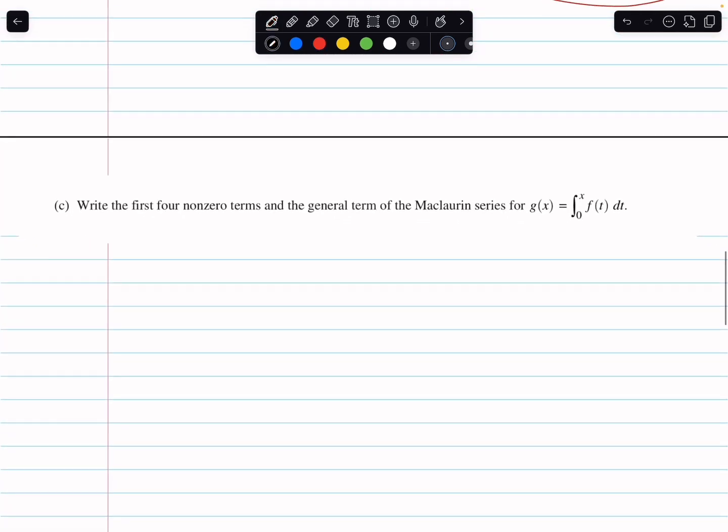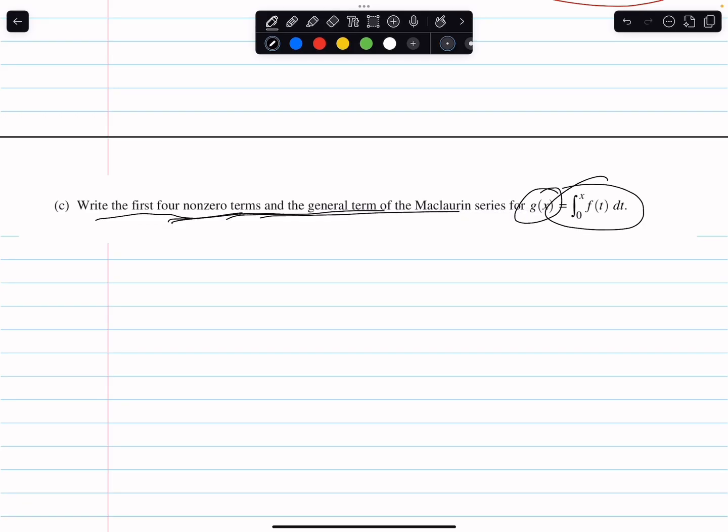Moving on to C, our second to last, we want to find the first 4 non-zero terms and the general term of the Maclaurin series for g of x, where g of x is equal to the integral from 0 to x of f of t. This one is kind of tricky. We want to just integrate our terms.